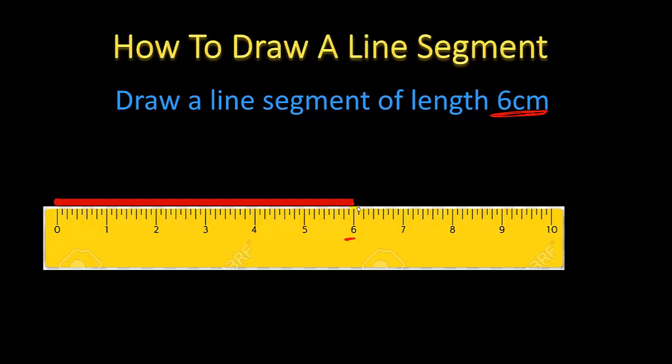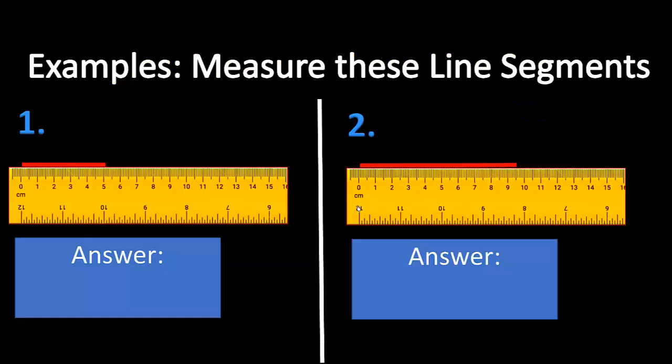Now let's do a few examples. Our first example is to measure these line segments. The first one we see, it's starting from 0 to 5. That means this line segment is 5 centimeters. And the second one over here, it's starting from 0 and ending at 9.5 centimeters. So that means this line segment is 9.5 centimeters.